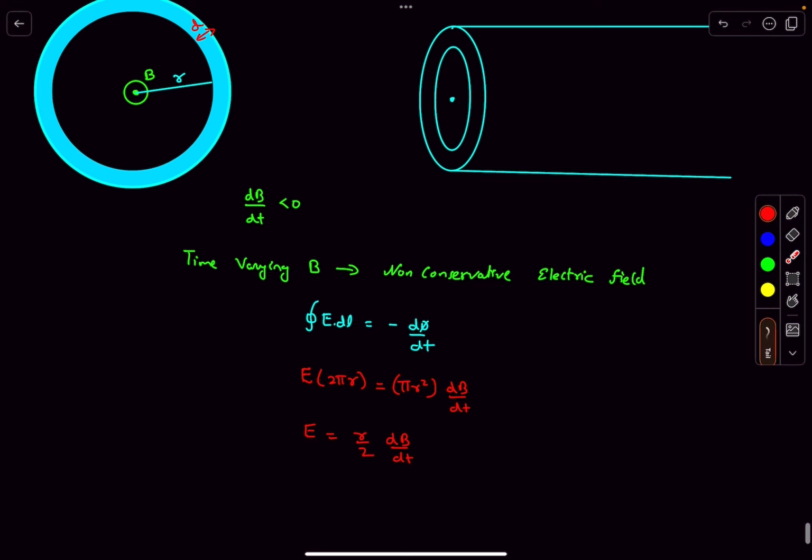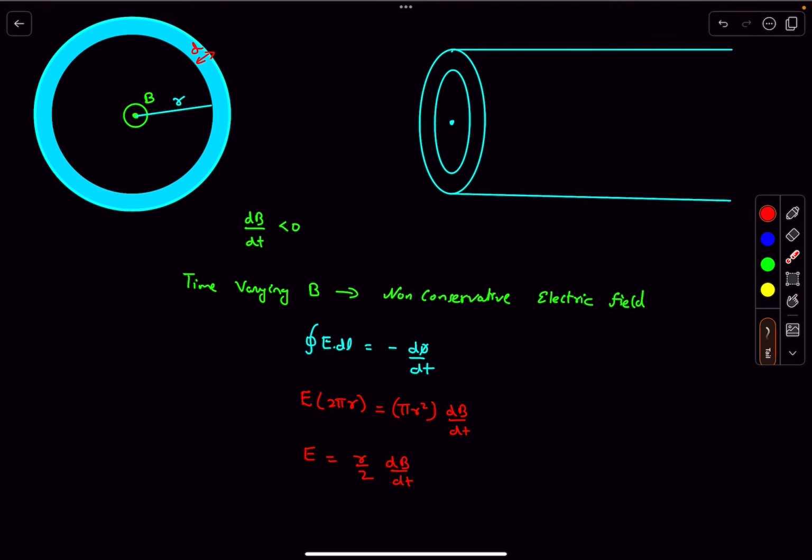Okay, so now in order to figure out the direction, we'll use Lenz's law. So we know that the magnetic field is coming out of the page and it is decreasing. So in order to support the decreasing magnetic field, we need electric fields to be circulating in the counterclockwise direction, right?